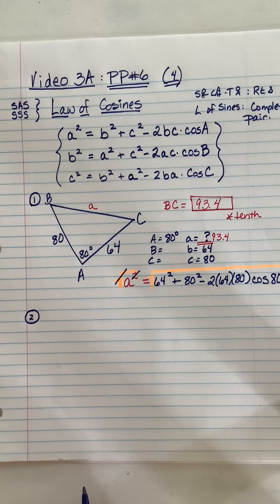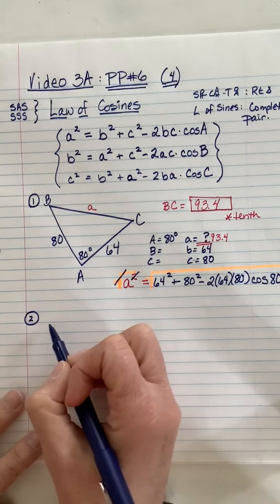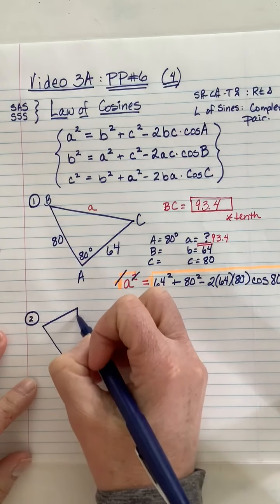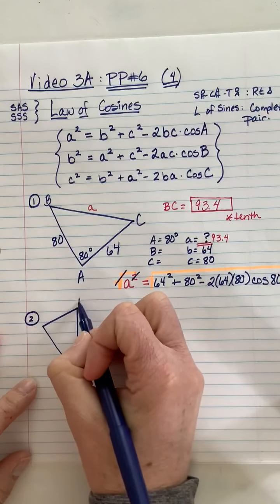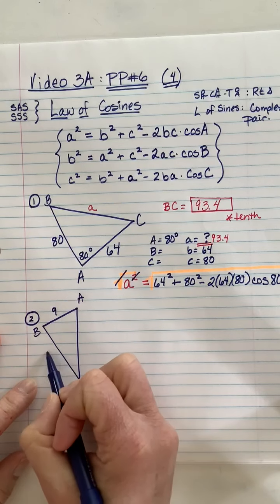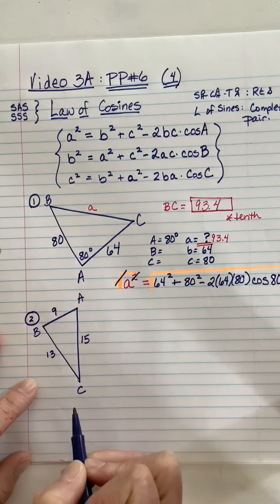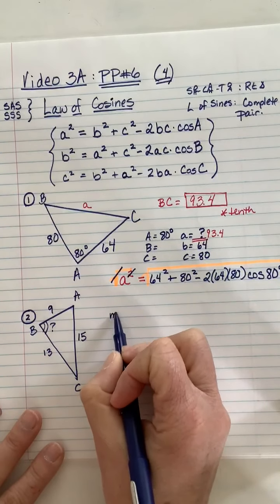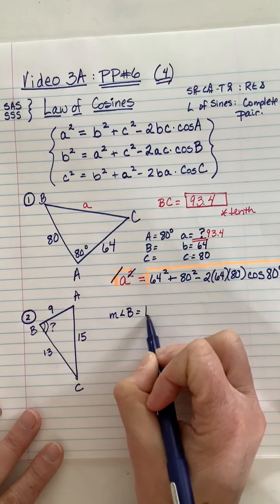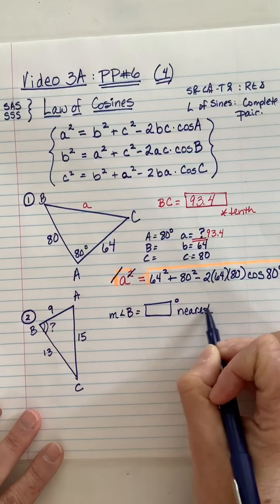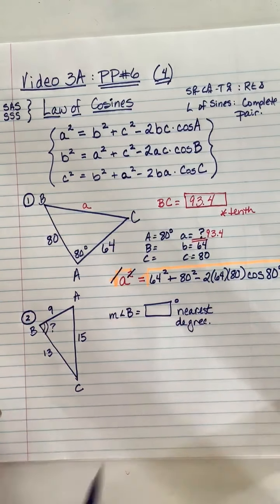Let's say we have something where we are looking at a triangle, maybe something like this, where we've got A, B, C, 9, 13, 15. Okay, and maybe we're missing angle B. So we could be asked to find the measure of angle B. And let's say that we're going to round to the nearest degree.